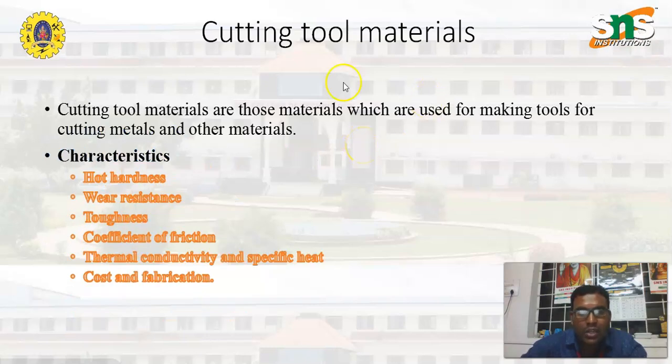What is a cutting tool? Cutting tool materials are those materials which are used for making tools for cutting metals and other materials during the machining process. Some of the characteristics or features of the cutting tool material are that it should have higher hardness, higher wear resistance, greater toughness, a better coefficient of friction, higher thermal conductivity and specific heat, and also its cost and fabrication should be low.